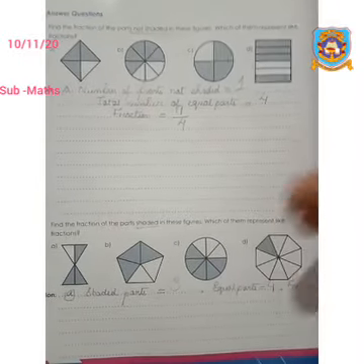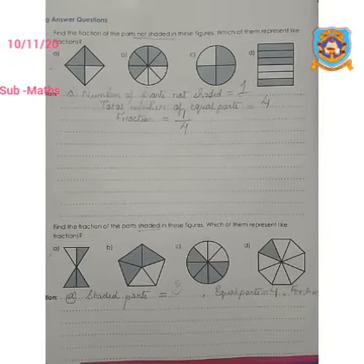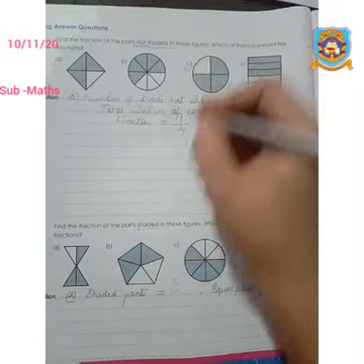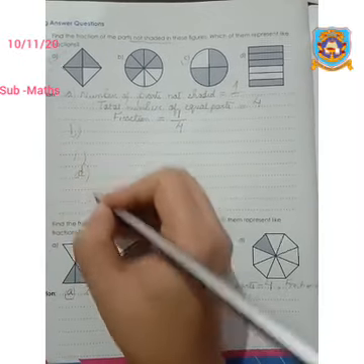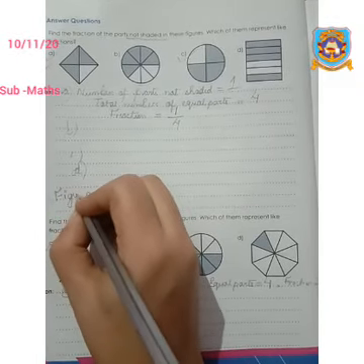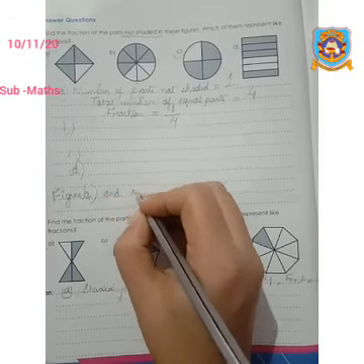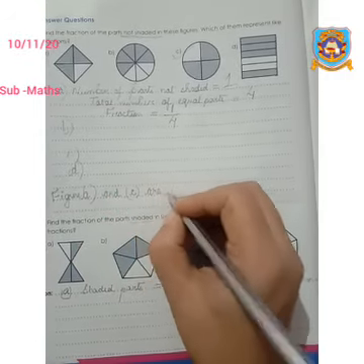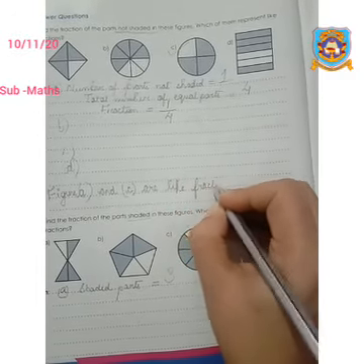Okay, as a hint I am giving you that A and C are equal and they will be representing the like fraction. So after finding out A, B, C and D, you can write: figures A and C are like fractions.